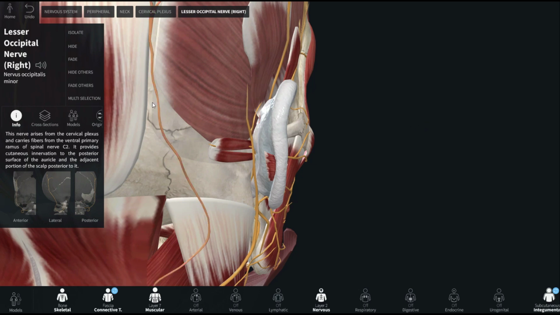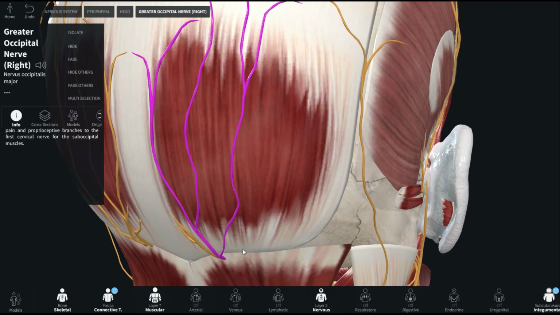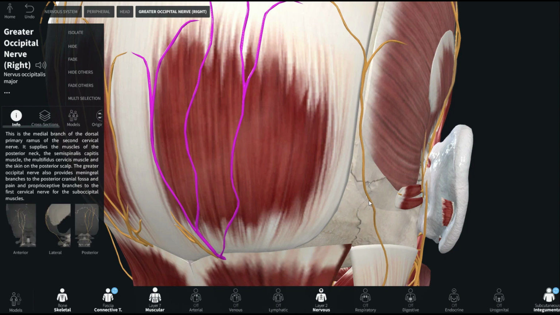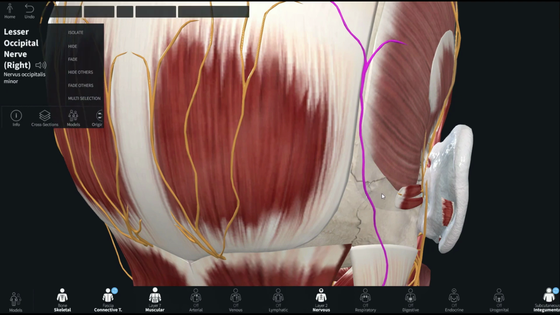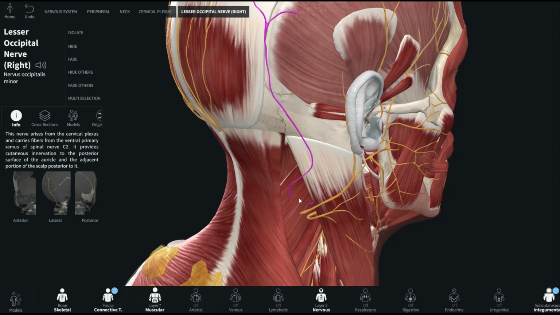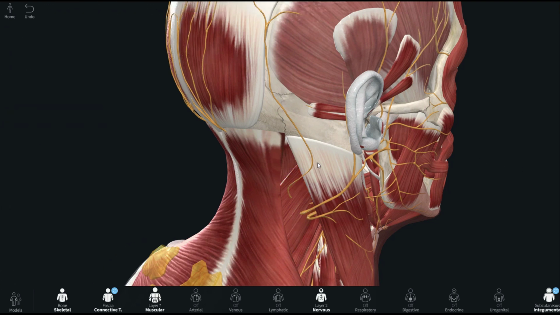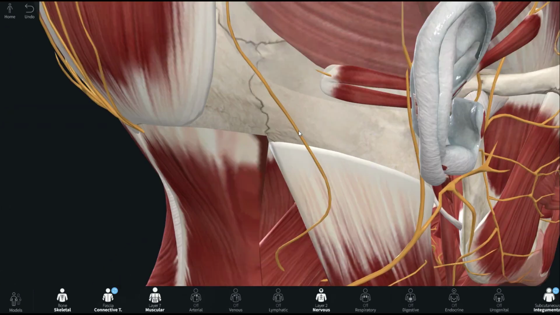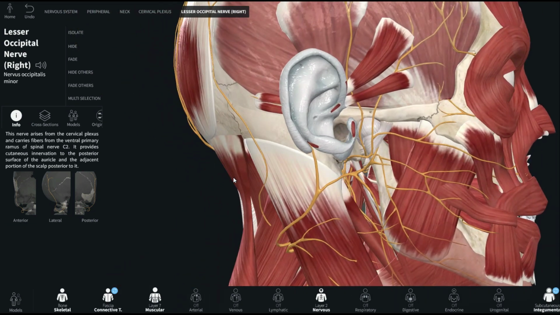The lesser occipital. Obviously there is a greater occipital as well, and we can well appreciate it over here. This is the greater occipital nerve, and obviously this is the lesser occipital. See how the lesser occipital nerve is actually coming out. It's piercing this muscle over here, which is the splenius capitis. Oh, you don't have to remember that, obviously. I'm just trying to show you the nerves, so that there is a little more immersion. Anyway, this is the lesser occipital.